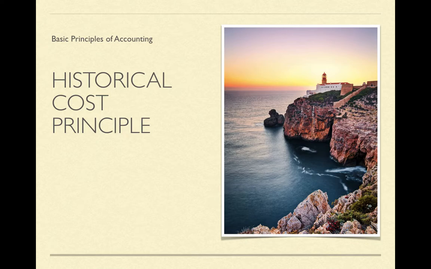GAAP requires that companies account for and report most assets and liabilities on the basis of acquisition price. This is often referred to as the historical cost principle. Cost has an important advantage over other valuations. It is reliable. To illustrate this advantage, consider the problems if companies select current selling price instead.